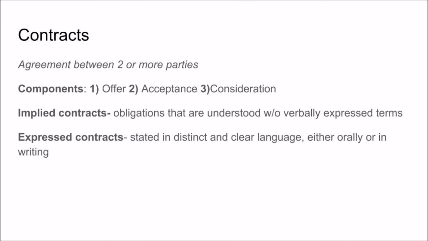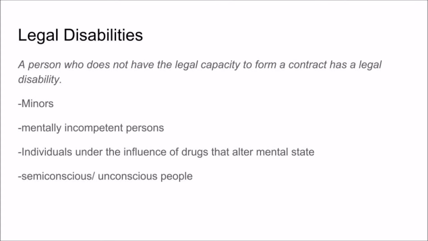Implied contracts are understood without verbally expressed terms. Express contracts are stated in distinct and clear language, either orally or in writing. Legal disabilities. A person who has a legal disability does not have the legal capacity to form a contract. Examples of people with legal disabilities are minors, mentally incompetent persons, individuals under the influence of drugs that alter the mental state, and semi-conscious or unconscious people.